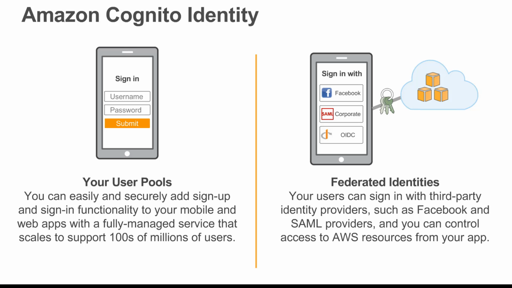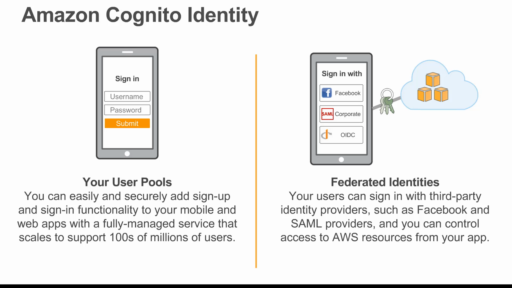On the right-hand side, we have federated identities. This is the portion of Cognito that allows you to take an authenticated user and manage their permissions or their access to your backend. So these users might sign in with Facebook or through a corporate identity provider that supports SAML. And once they've authenticated, Cognito will allow you to translate those tokens you have from an authenticated user into AWS credentials. That's represented as the keys here in the illustration. So you can control the permissions and the access to your backend.